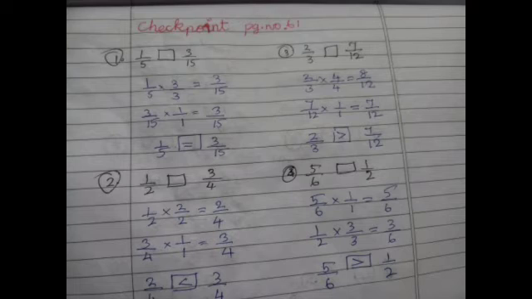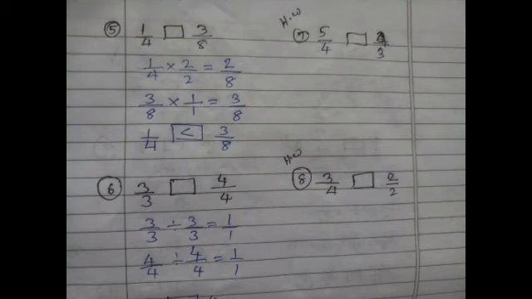Similarly, you can complete the remaining ones. Next page. Fifth question. 1 by 4 and 3 by 8. Similarly, both the denominators and numerators are different. We can make the denominators into equal fractions. 4 into 2 by 2, then 3 by 8 into 1 by 1. So we can compare 2 by 8 and 3 by 8. 3 by 8 is the bigger one, which means 1 by 4 is smaller than 3 by 8.